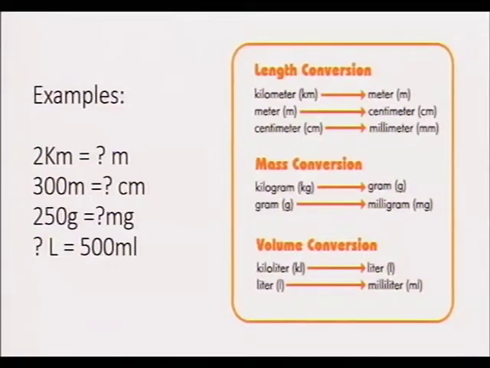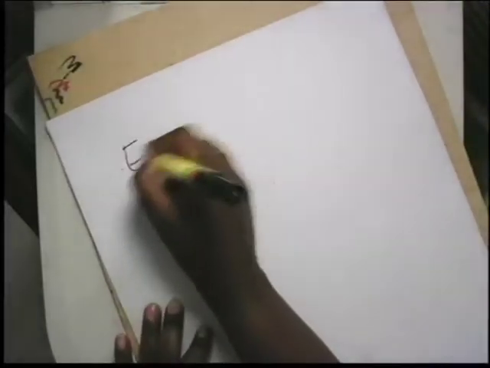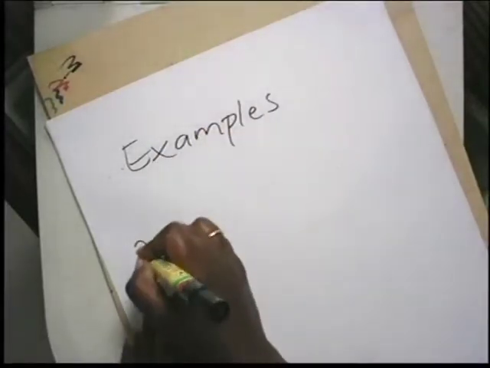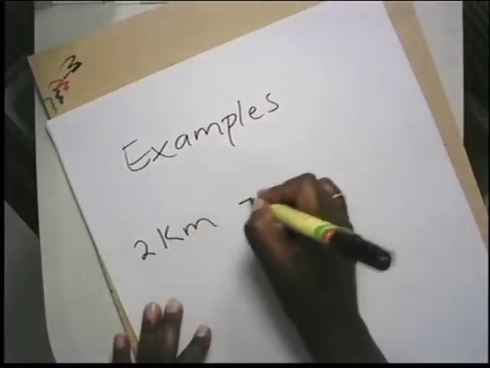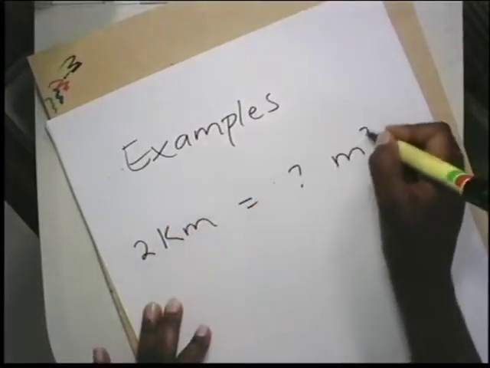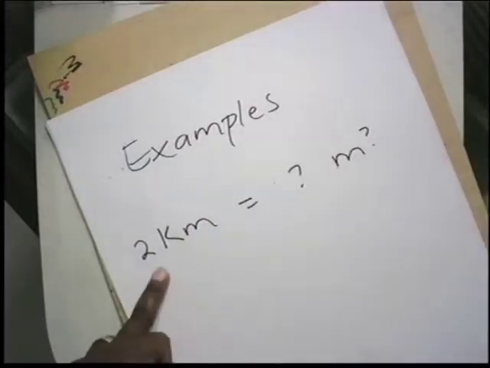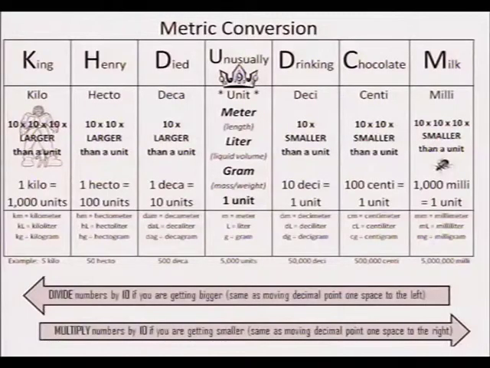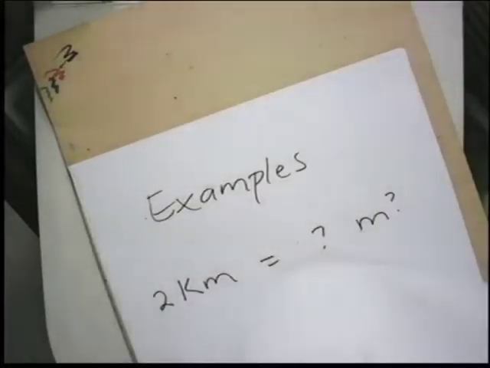So let's look at these three examples of converting units that are on the slide. Let's look at the first one. We have 2 kilometers is equal to how many meters? So if you have to convert from 2 kilometers to meters, if we go back to our first slides, we said for King Henry, we look at the unit. The unit we have here is meters.